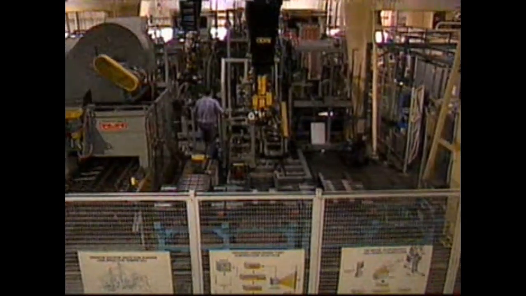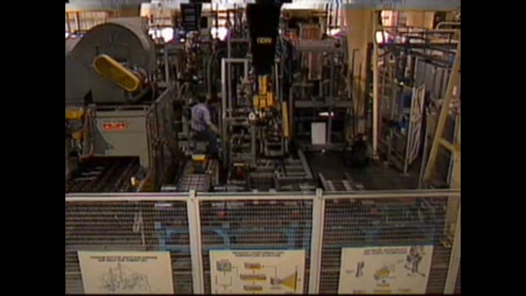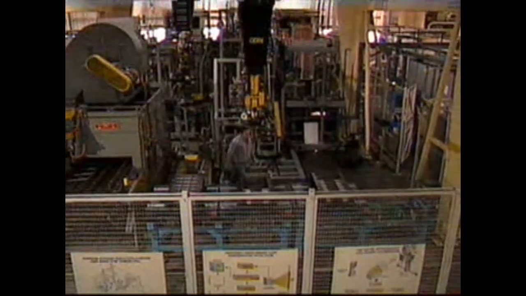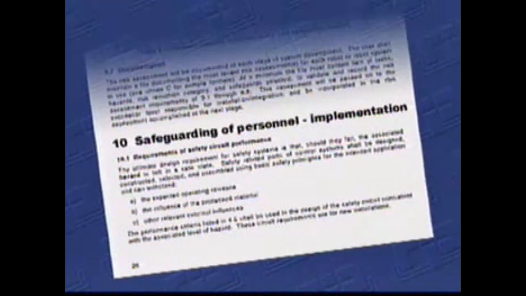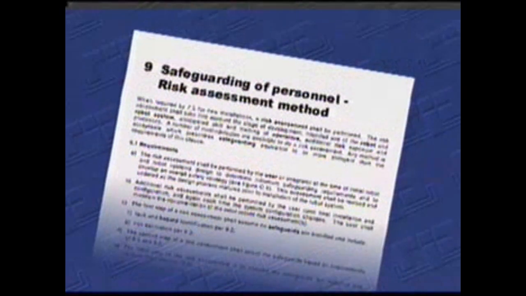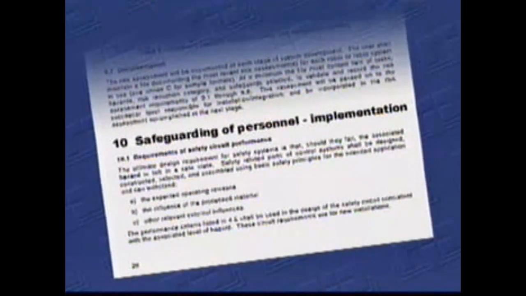Personnel safety continues after robot installation by selecting a safeguarding method. The required safeguards per Section 8 are installed in accordance with Section 10. Or, per Section 9, a comprehensive risk assessment is conducted to define appropriate safeguards, which are installed in accordance with Section 10.